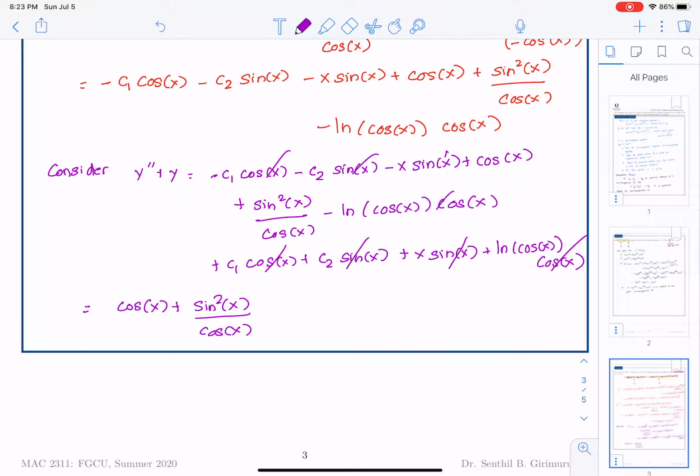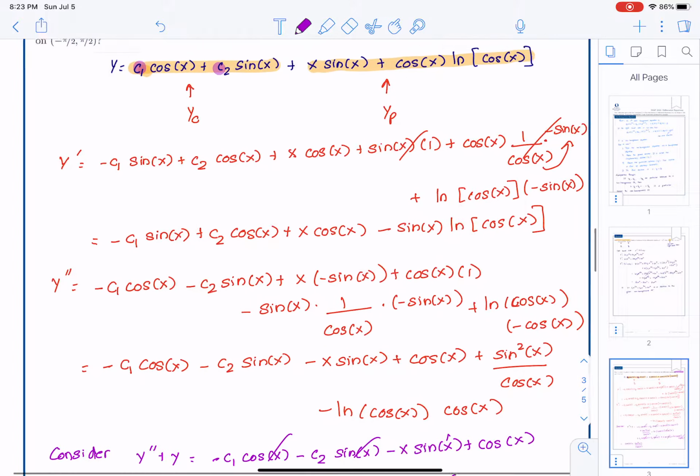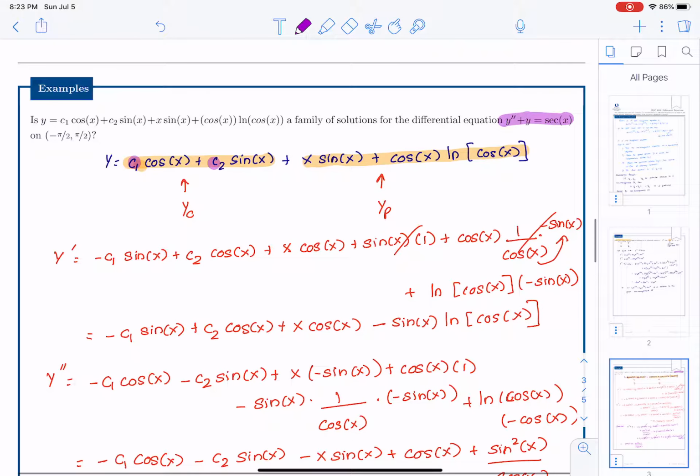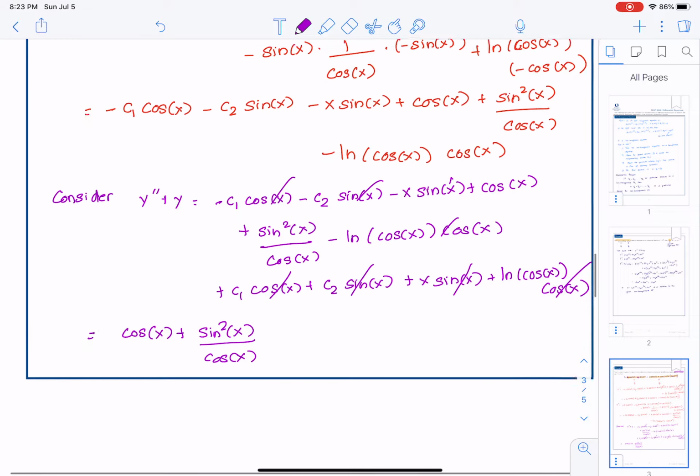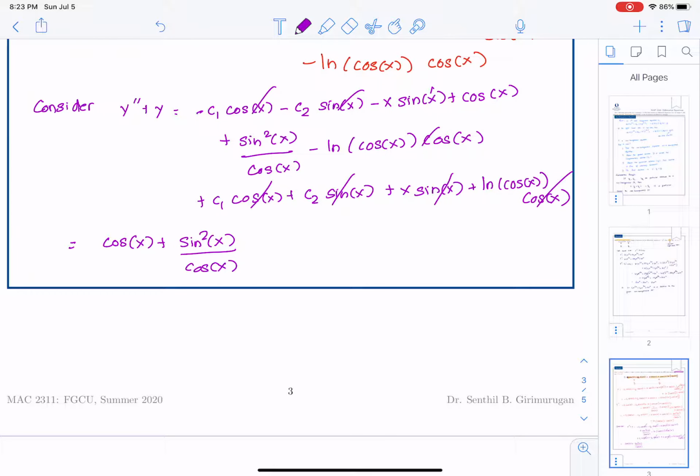You look at that and you may immediately jump to the conclusion and say, oh, that is nowhere close to the secant x given in the problem, so the given solution couldn't be a family of solutions for the differential equation. That is not true. This is where you've got to think of trigonometric identities a bit. So y double prime plus y would equal this term right here.